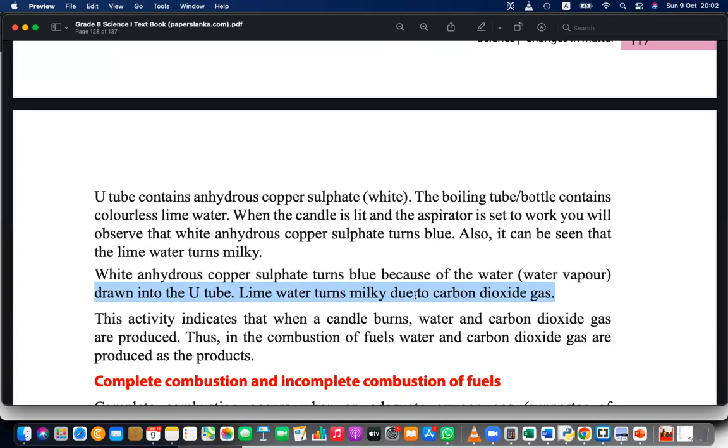Therefore, you can decide that in this process, water and carbon dioxide will be created. Basically, water vapor. Right? In the activity, when the candle burns, water and carbon dioxide gas are produced. In the combustion of fuels, water and carbon dioxide gases are produced as the products.